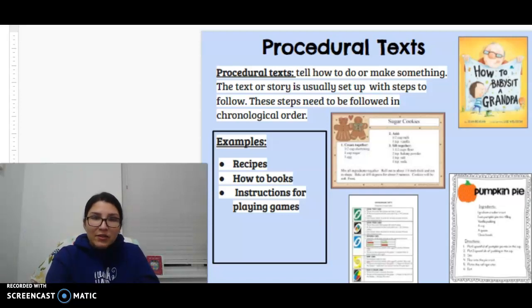So some examples of procedural text are recipes like sugar cookies, pumpkin pie, how-to books like How to Babysit a Grandpa, and that one's for fun. But we also read some books last week. We read Handmade, where we learned the different steps for different art projects, or How to Grow a Taco, where you learn the steps on how to make a tortilla or how to grow certain vegetables. Instructions for playing games, like this example of Uno, or maybe directions on how to put something together, right? So that's what procedural text is.